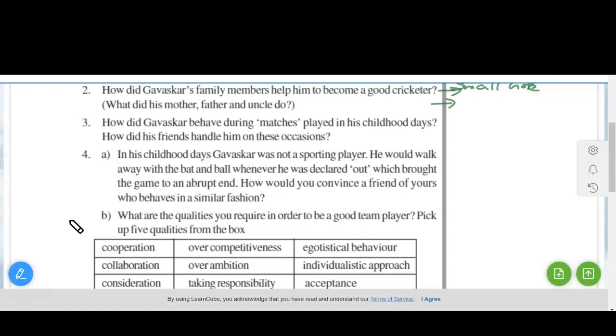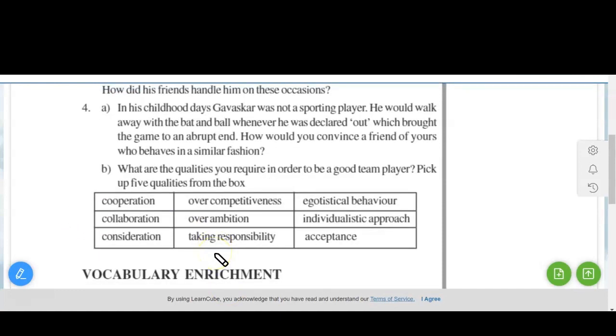Okay, the next one is: what are the qualities you require in order to be a good team player?